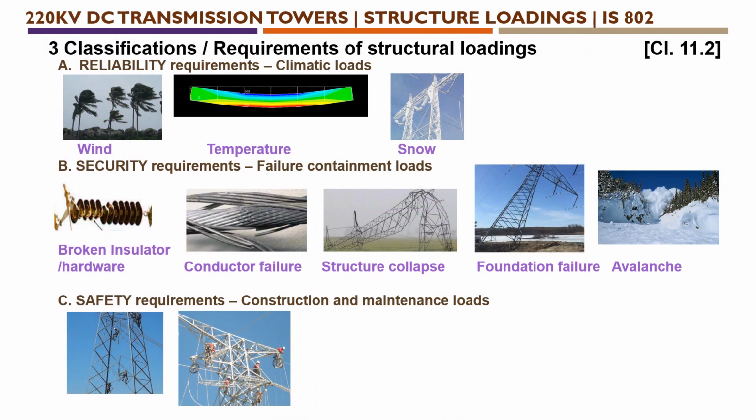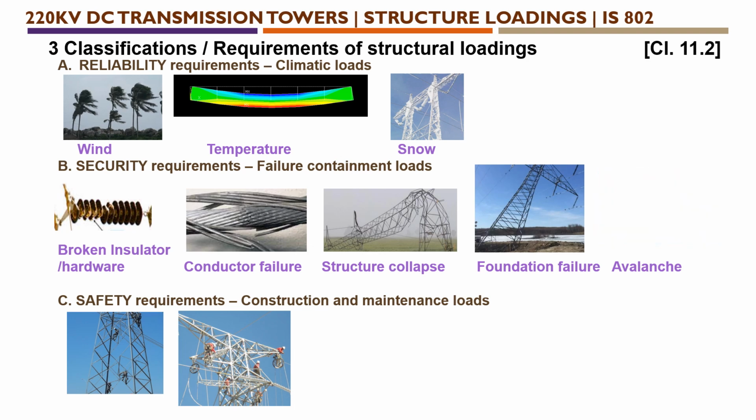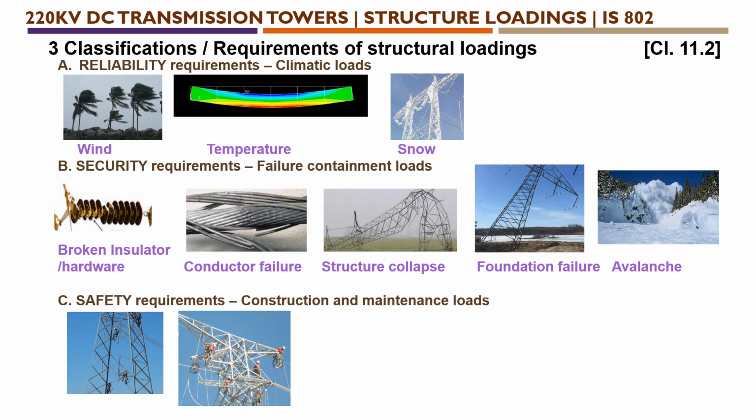So these are the three classifications or requirements of structural loadings for transmission line towers. This is common and applicable for all voltage levels and all types, whether single circuit, double circuit or multi-circuit transmission line. These are the three major classifications of structural loadings applicable for all types of transmission line tower. The first one is reliability requirements or climatic loads.